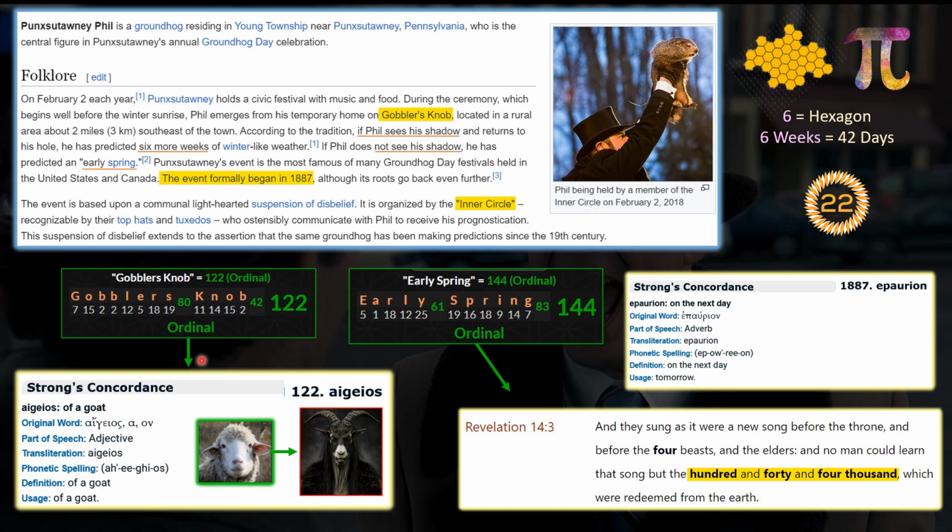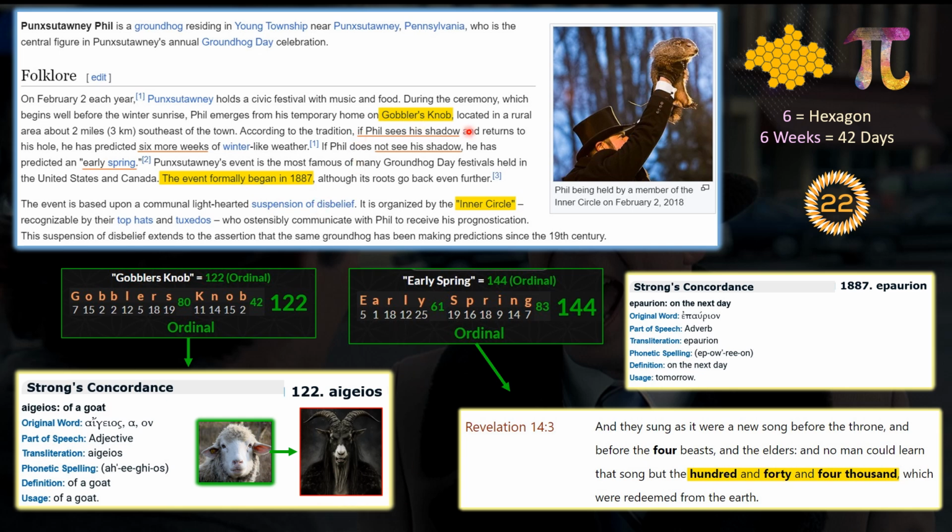So Gobbler's Knob in English is a 122. 122 in Strong's, or in the Bible, is of a goat. And you can see here that one of the principal tenets of Satanism is to turn Jesus' sheep into fornicating goats.